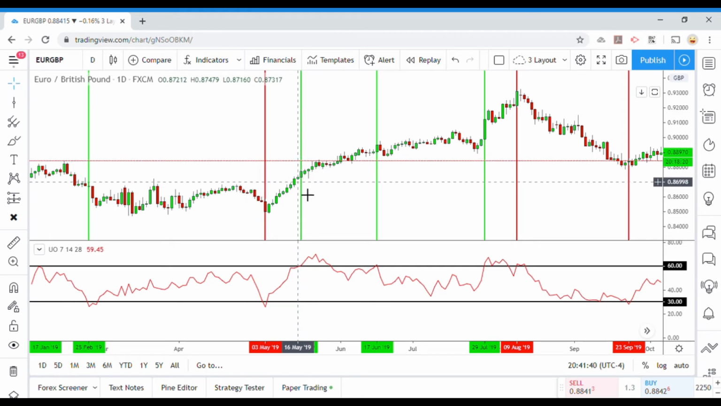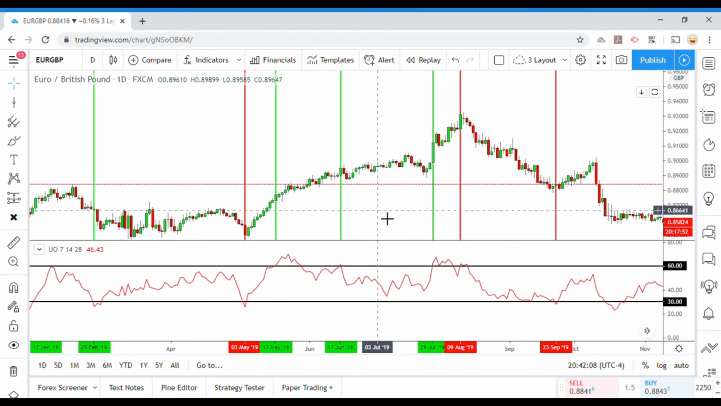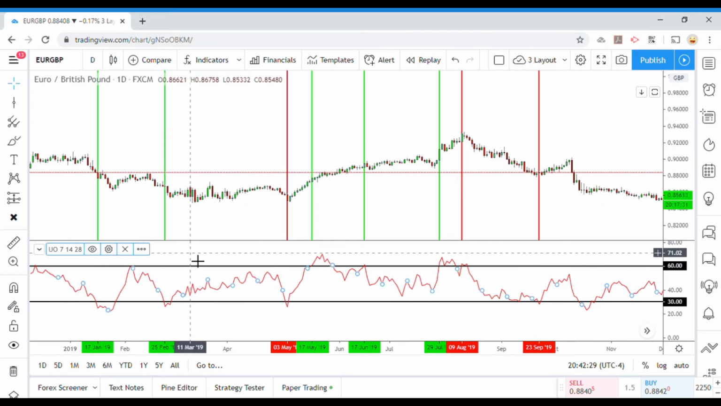Here's another example where it didn't give us the buy signal until here. We would have definitely wanted to be in way down here. And so, as I said, you can tweak these settings and play with it and see if you can't dial it in a little bit more.